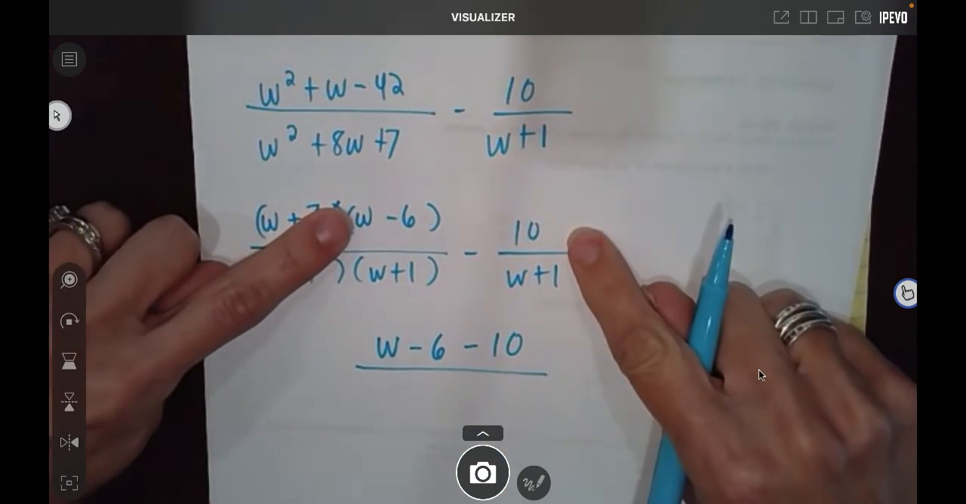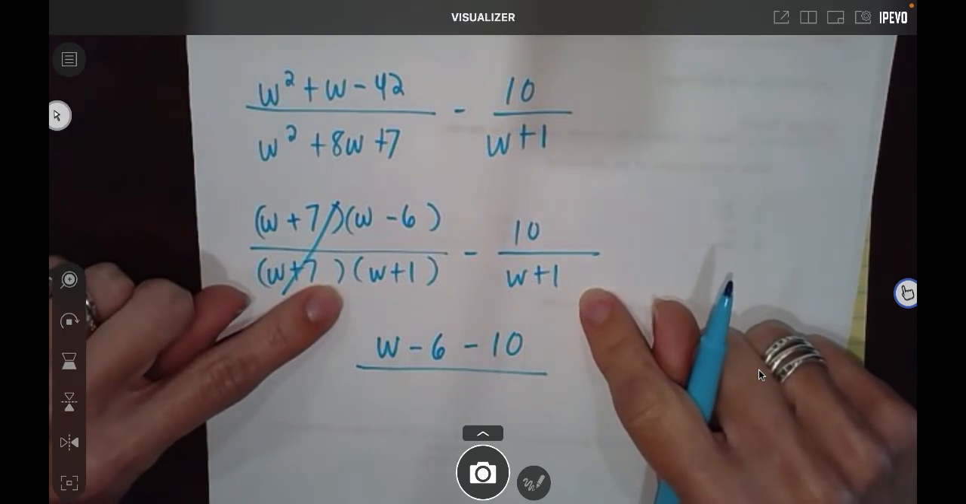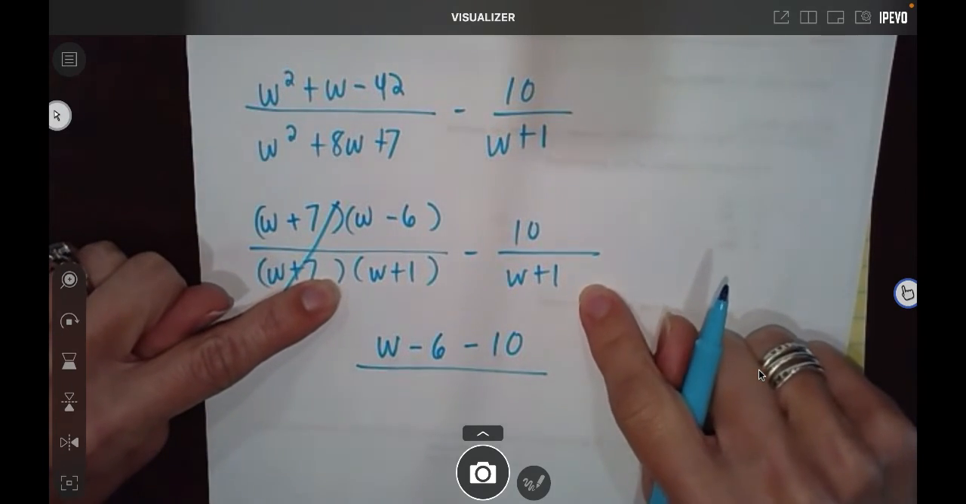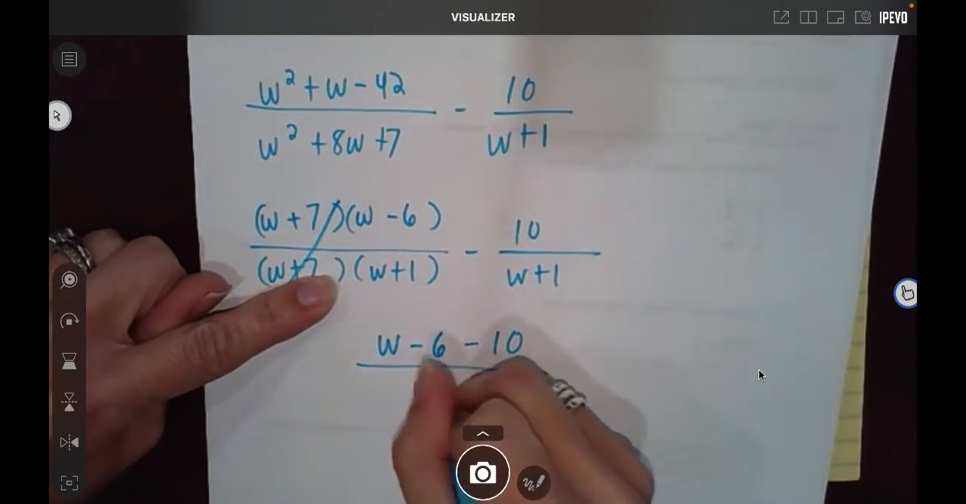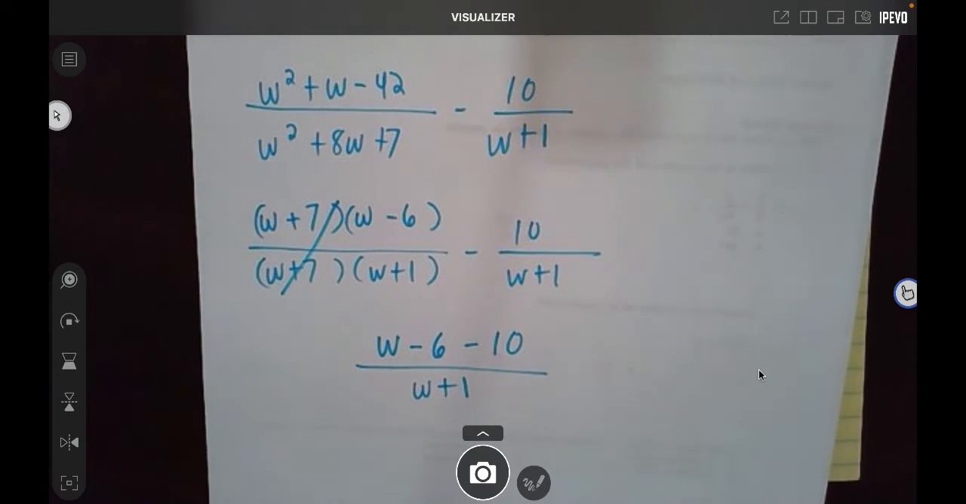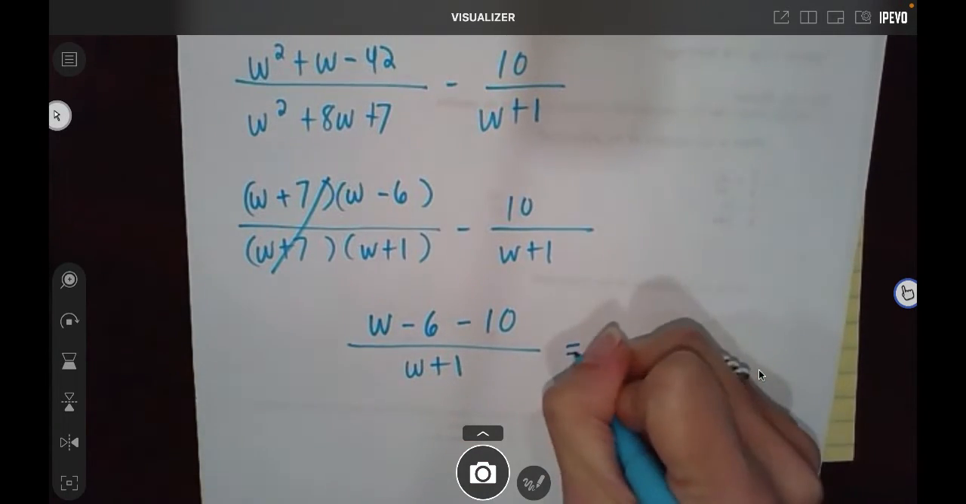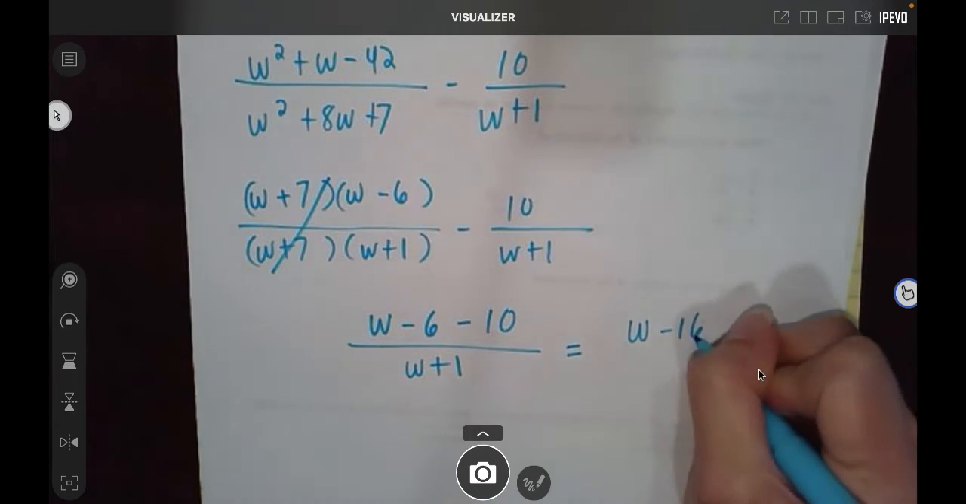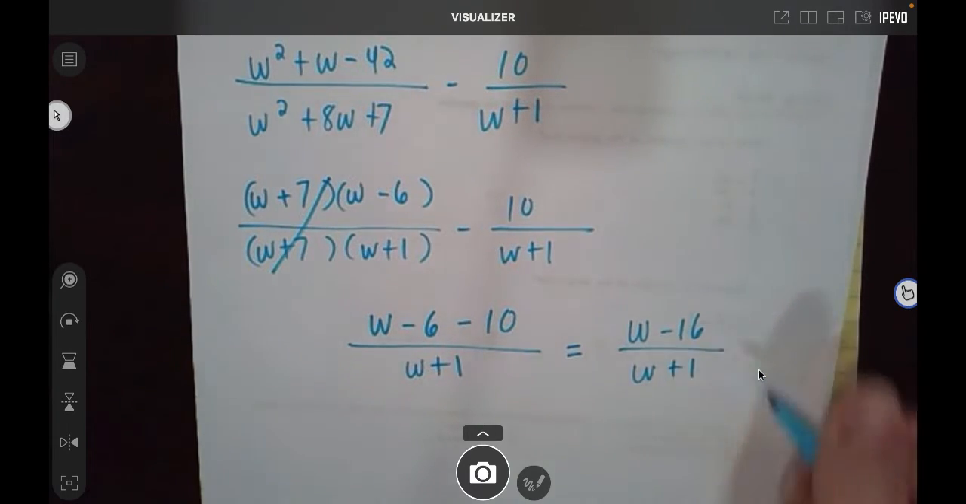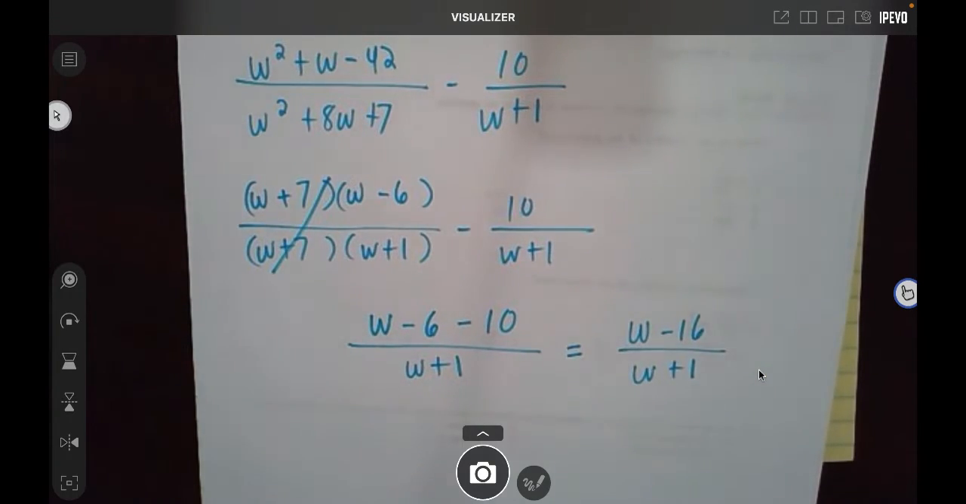Do y'all know why I can combine those? Because they have the same denominator now. Okay, any questions on that? No. Like their little method that we just learned? See, we learned from that mistake. Can you combine the negative 6 and the negative 10? Yes. So let's do that. That's W minus 16 over W plus 1. See how much easier that was than last year? See how we learned from my mistake?